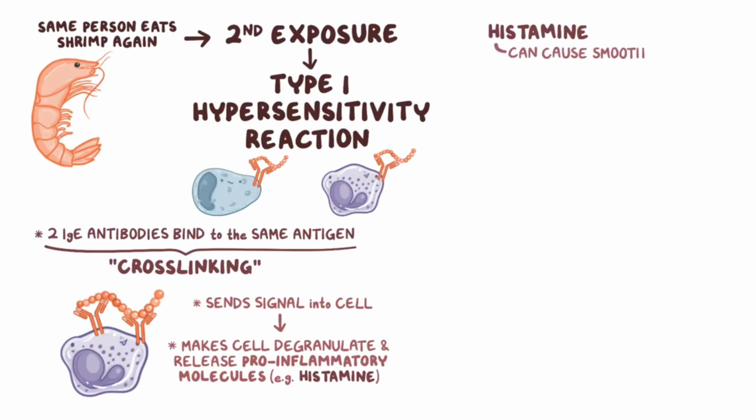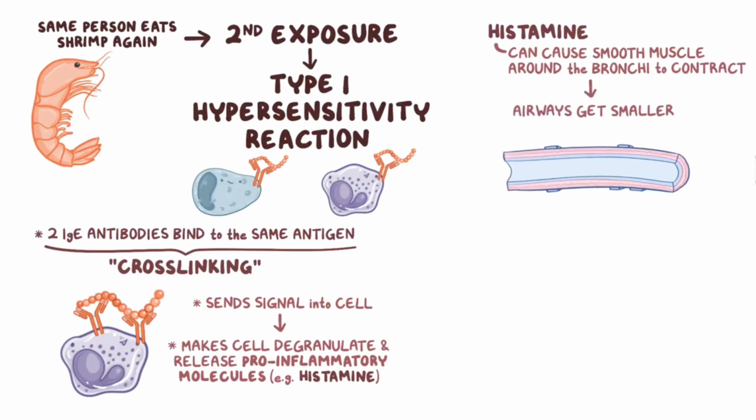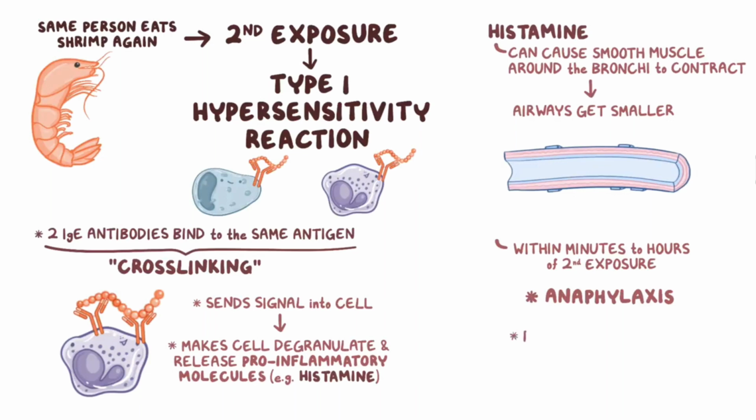Histamine can cause the smooth muscles around the bronchi in the lungs to contract, which means that the airways get smaller and it makes breathing more difficult. All of this happens within minutes to hours of the second exposure. And when all of these symptoms occur and breathing is affected, it's called anaphylaxis. And sometimes there can be a biphasic reaction, which is when the symptoms improve, but then worsen again over the course of a few hours.